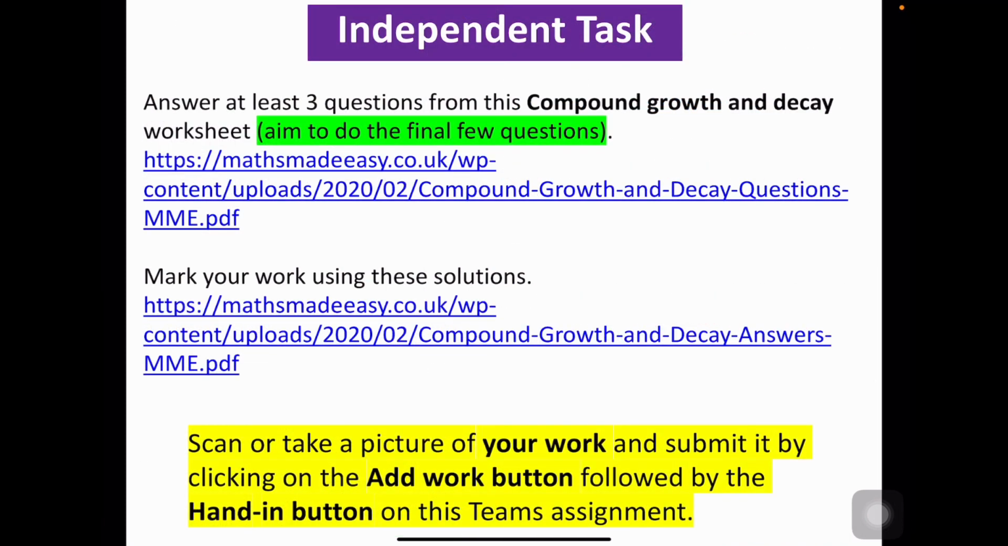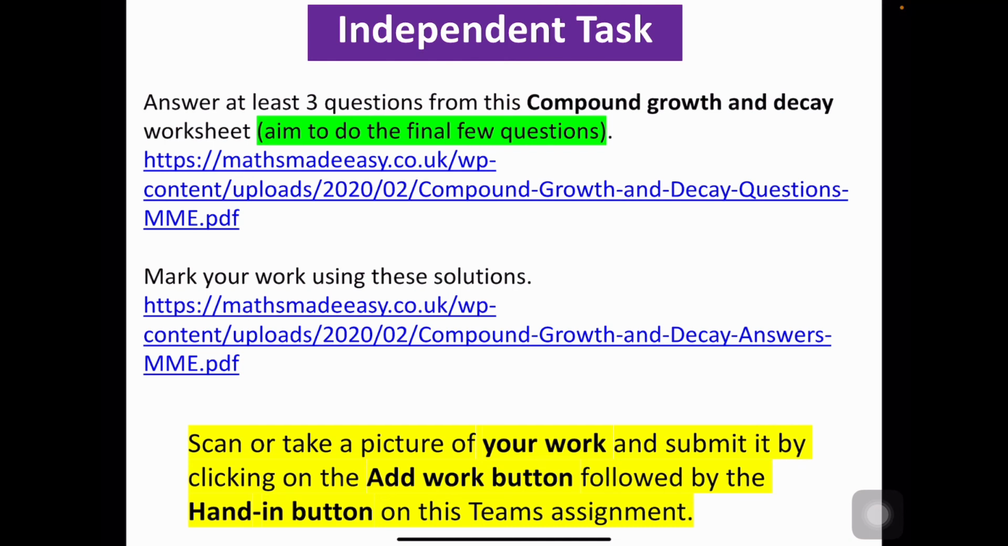Your independent task is to answer at least 3 questions from this worksheet. Please try to do the final few questions. These are difficult exam questions which a lot of us struggle with, so it's really important to get as much practice on these questions as we can.